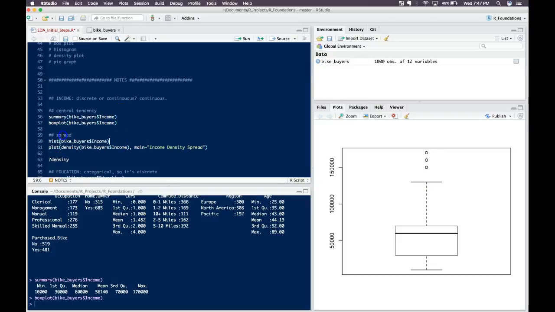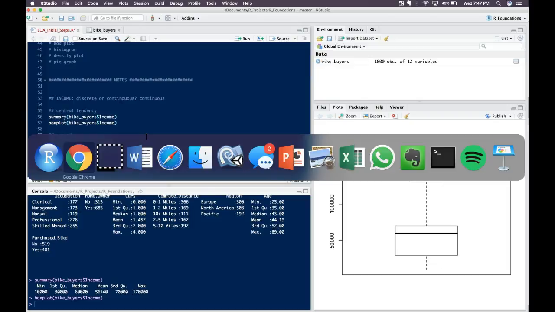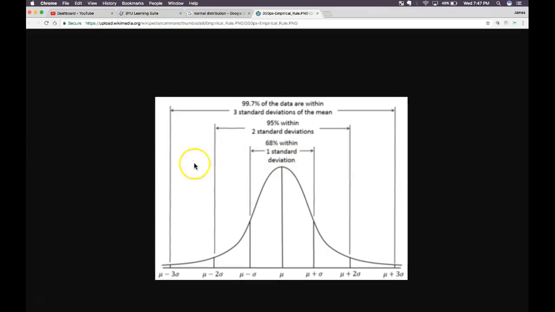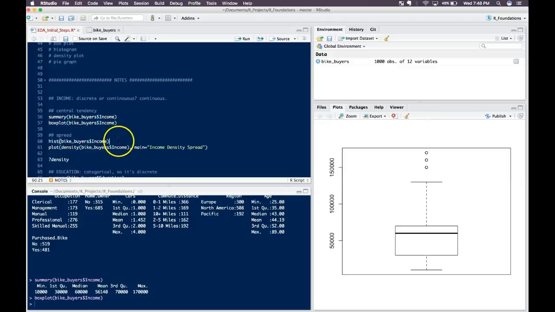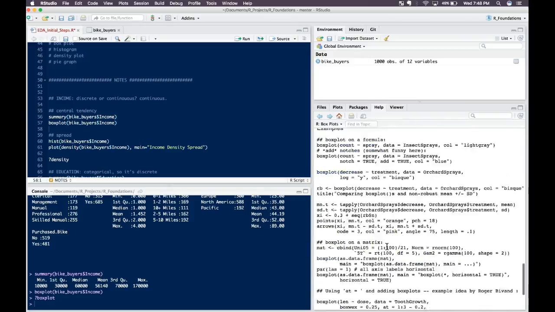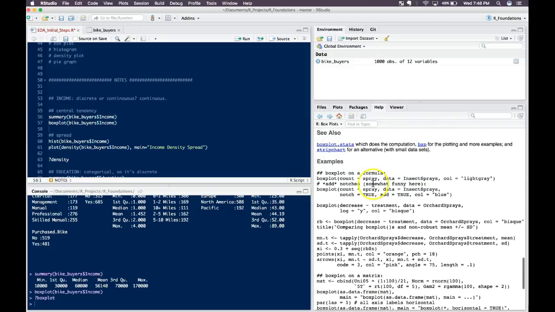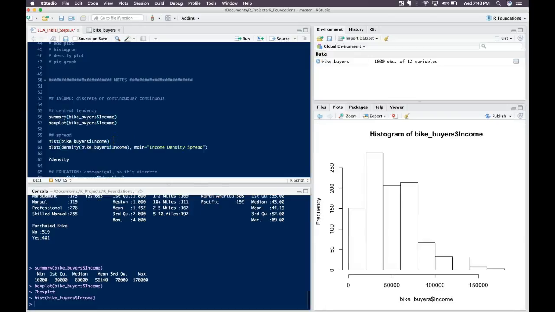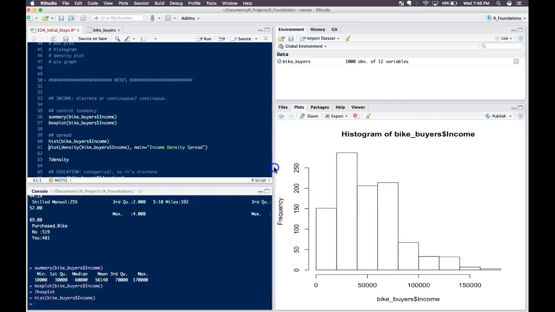So let's go ahead and look at the spread and visualize it, kind of like this graph right here, to get to know what it looks like. So we're going to use hist, standing for histogram. I forgot to mention this is box plot. Again, if you're curious about any of these, just use a question mark, box plot, and it'll bring up the documentation for it with some examples down at the bottom. So let's use histogram. Right away we see some good information.